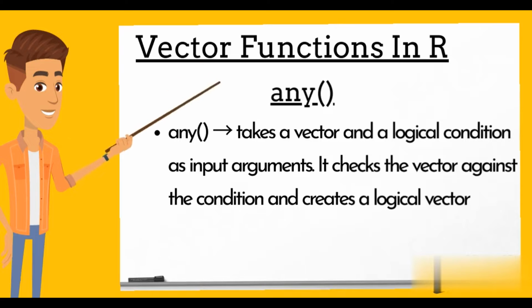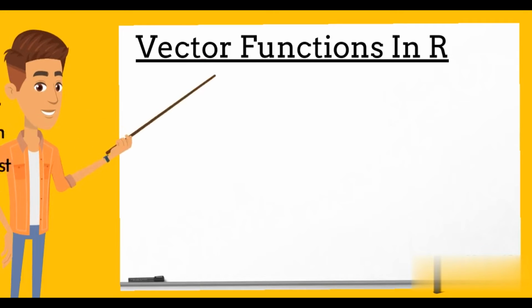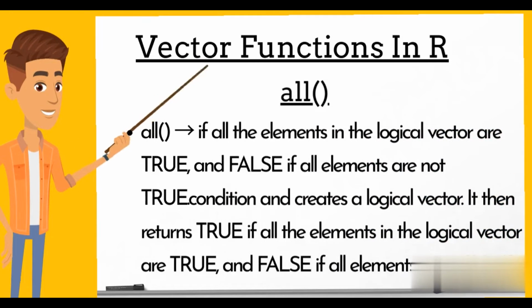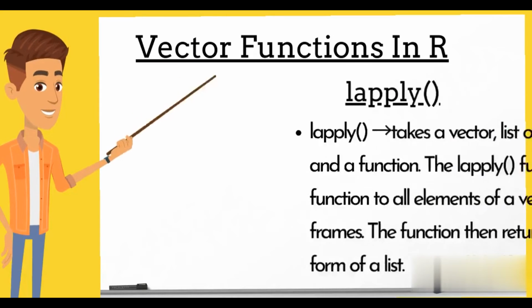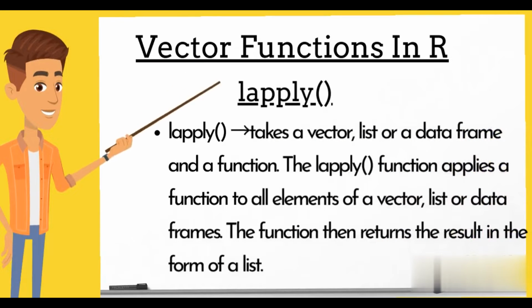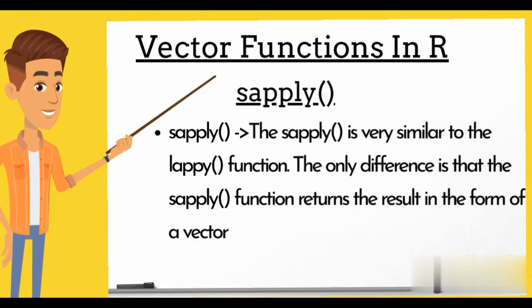Next comes the any function, which takes a vector and a logical condition as input arguments, checks the vector against the condition and creates a logical vector. The all function returns true if all the elements in the logical vector are true, and false if all the elements do not satisfy the condition. lapply takes a vector, list or a data frame and a function. It gives the result in the form of a list. The sapply function is similar to the lapply function, but returns the result in the form of a vector.